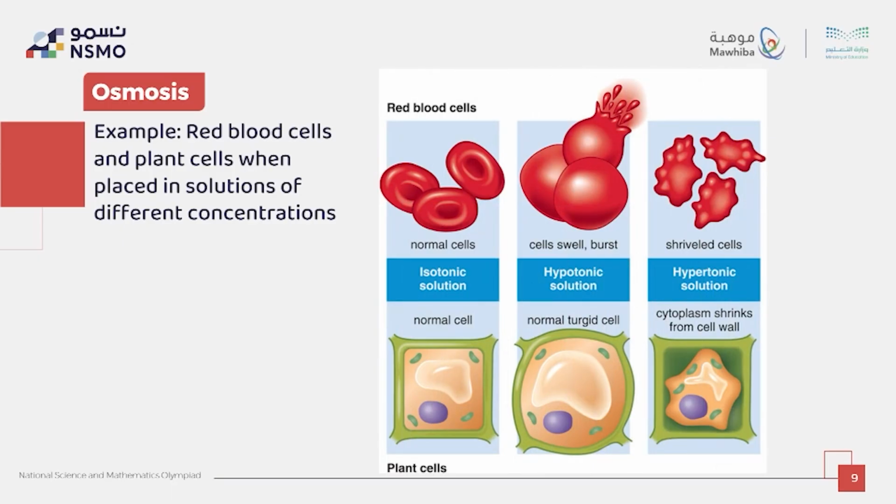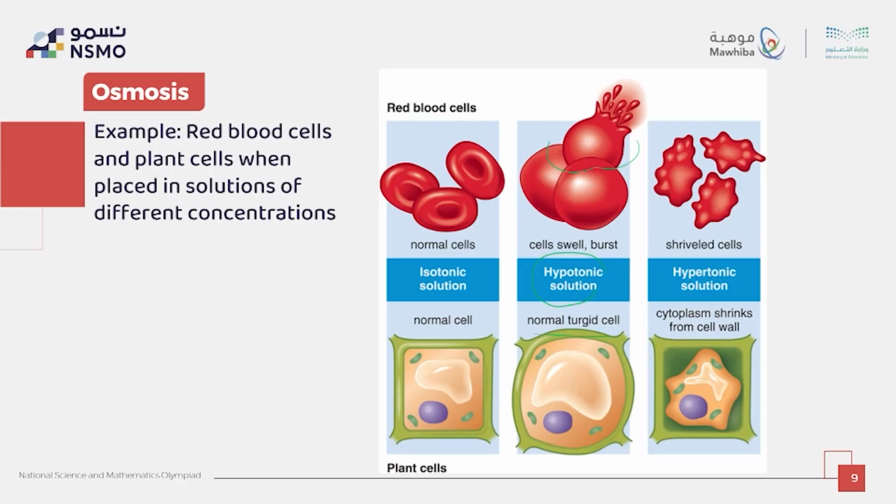And look at these pictures, guys, here. This picture shows what happens to cells when placed in solutions of different concentrations. The first scenario here, if we put them in a hypotonic solution, the cell swells and may burst in red blood cells. And here in plant cells, they will be normal turgid cells.